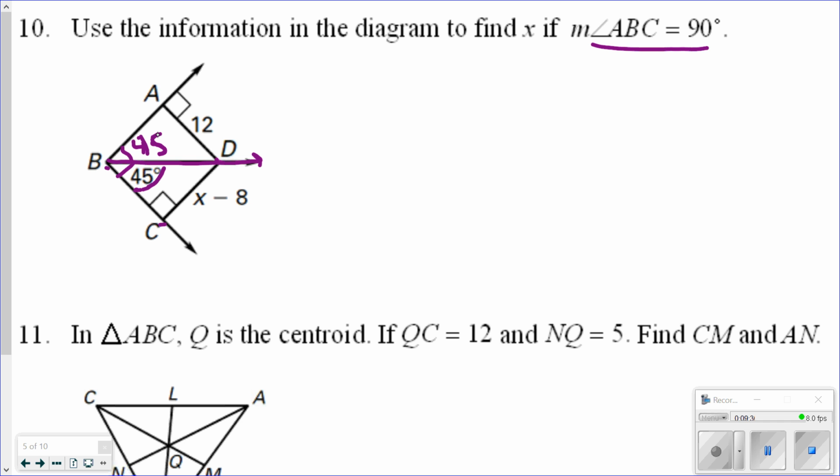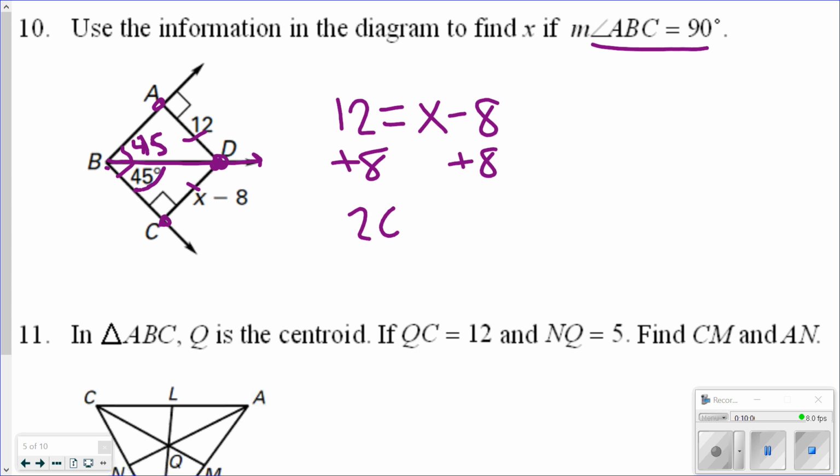BD then is an angle bisector. Why is this important? Well, if this is an angle bisector, that means that point D is equidistant from point C and point A, meaning these segments are congruent. So I'm going to set those equal to each other. 12 is equal to X minus 8. Add 8 to each side. I end up getting 20 is equal to X.